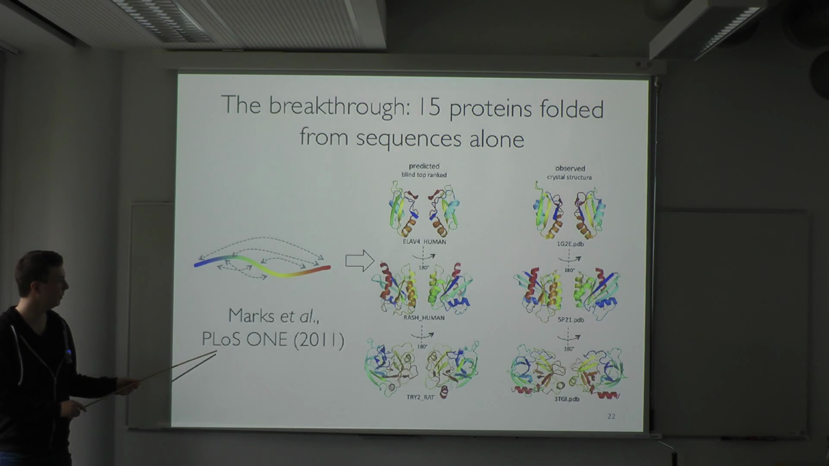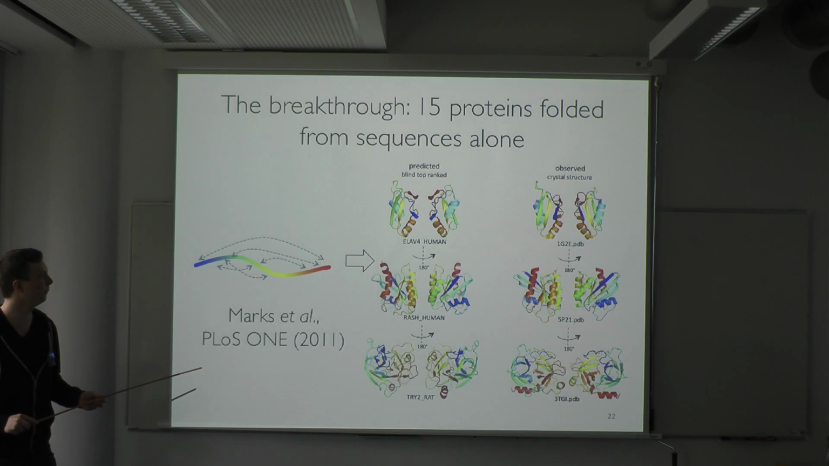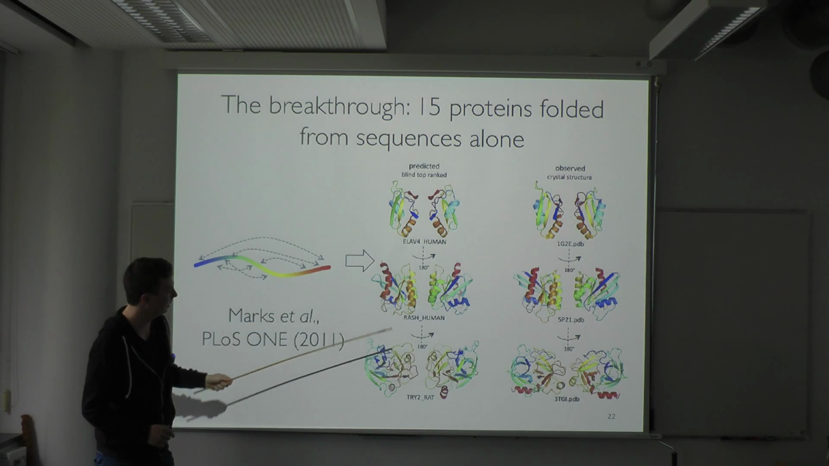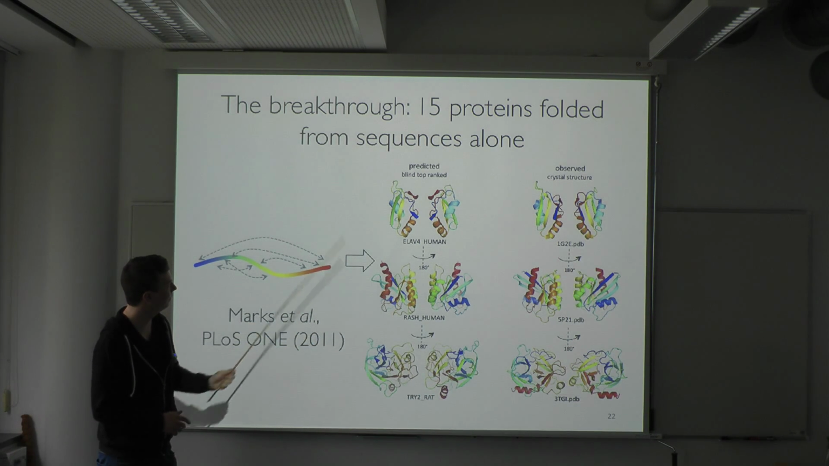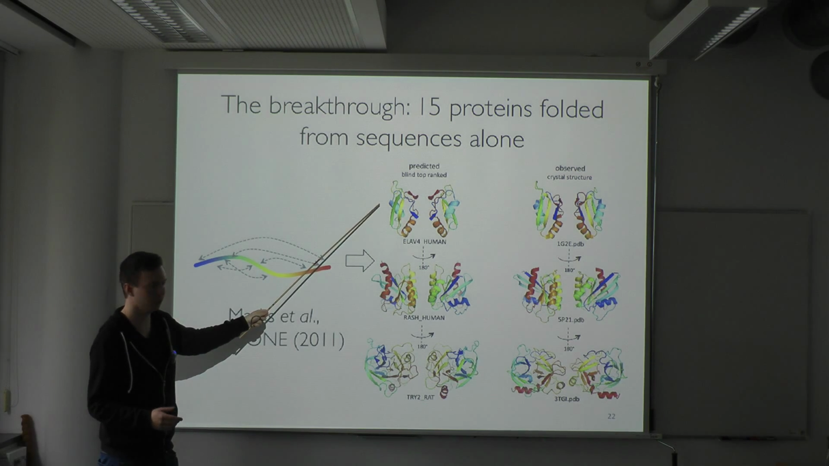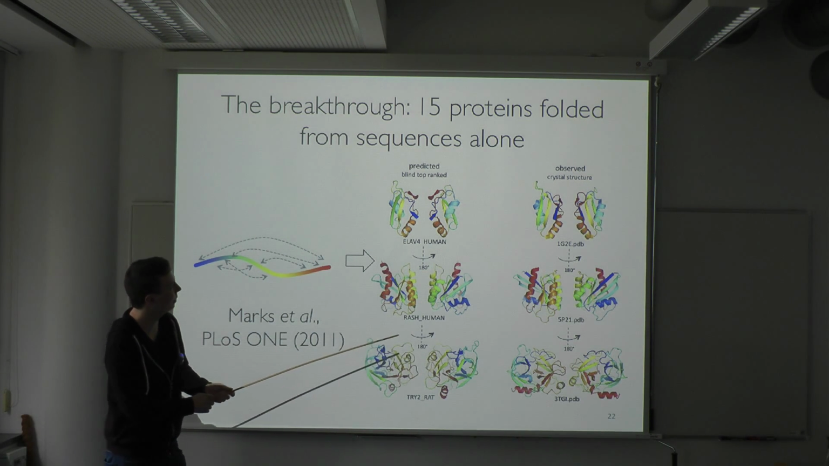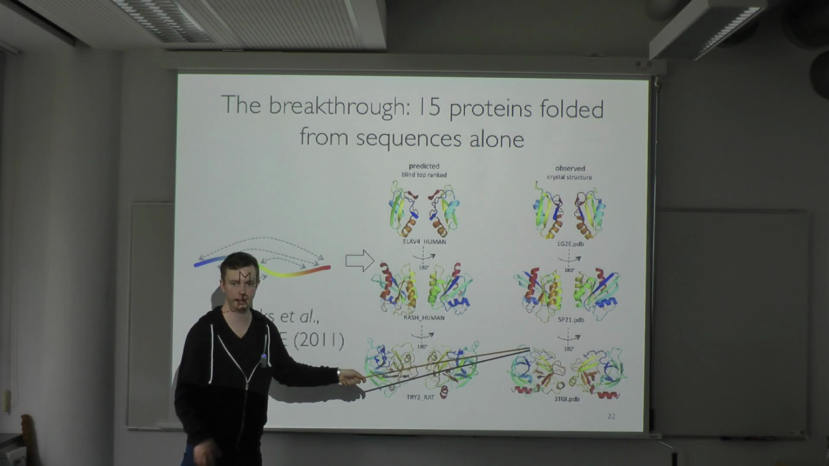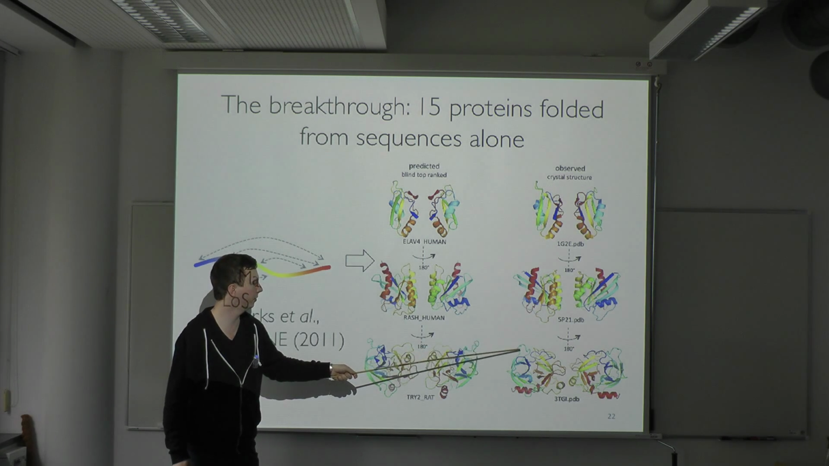And this is the first time it's ever been tried. This was in 2011. This was the very first successful attempt of using coevolution to predict three-dimensional structure. And here are 3 examples where it worked pretty well. These are 3 different proteins that are predicted using this approach of using coevolution. And these are the experimental structures. These have been crystallized and solved by X-ray crystallography.